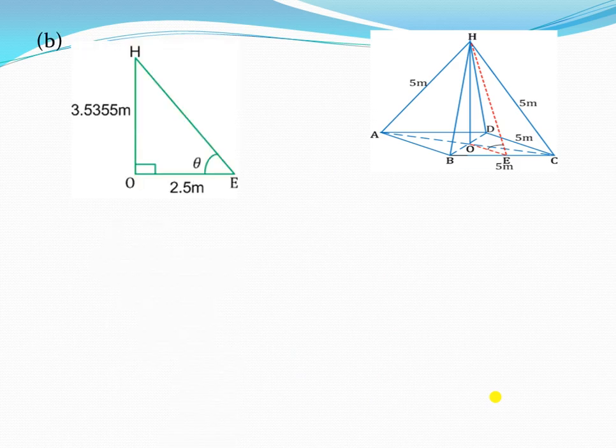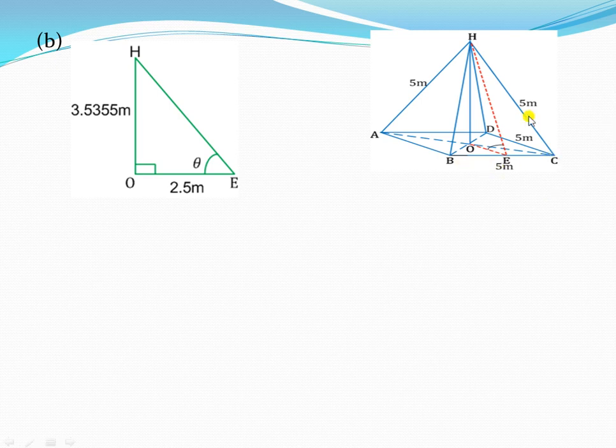Now, part B was interested in the angle formed between the plane HBC and the base. Now, we said in the first tutorial of three-dimensional geometry that when you want to get the angle between two planes, because HBC is a plane, you simply look at the point, you draw a line of symmetry for that plane. If you look at this red line here, it is our line of symmetry of this plane HBC.